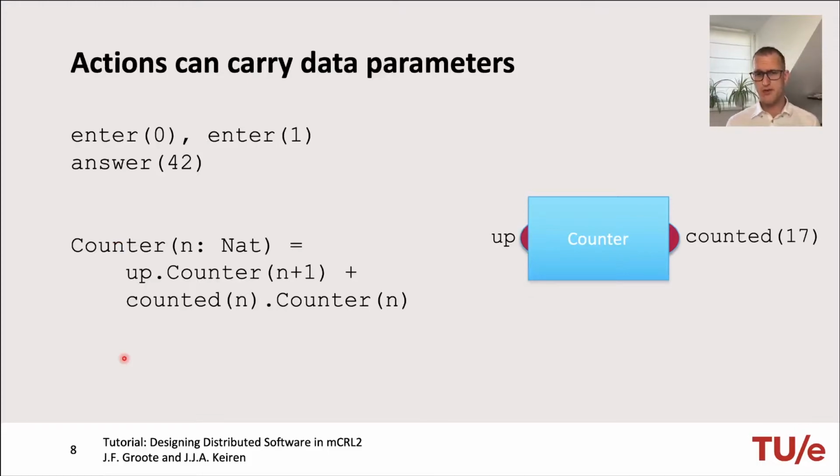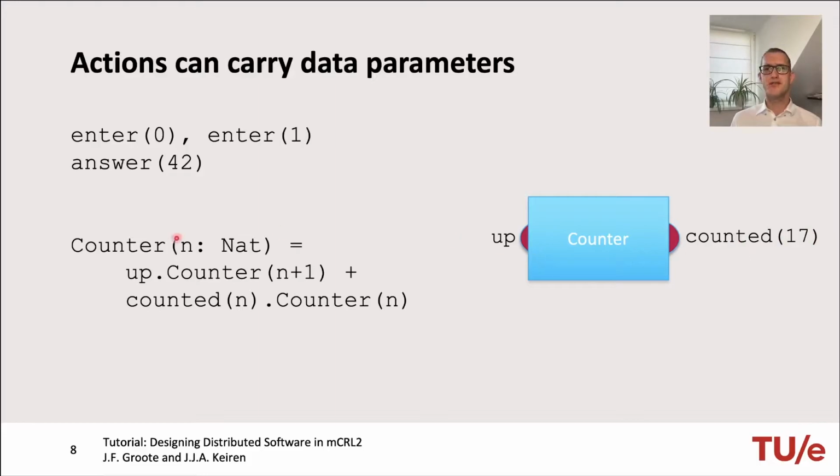Now, to model more interesting behavior, we can parameterize processes and actions with data. So for instance, we can say that process 0 or process 1 enters its critical section, or that the answer is 42. And this allows us to model processes such as a counter, where we keep track of the number of times an up action happened, and we can actually report that number.